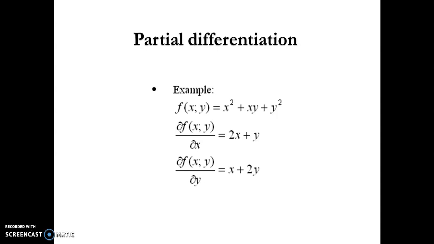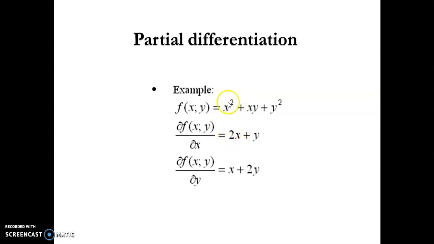So here, to get the first order partial derivative of f with respect to x, we have to differentiate everything that has an x and treat the y's as constants. If I differentiate x squared, I'm going to get 2 times the coefficient of x, which is 1, so that is 2x, and the power becomes 2 minus 1. So I'm just left with 2x.